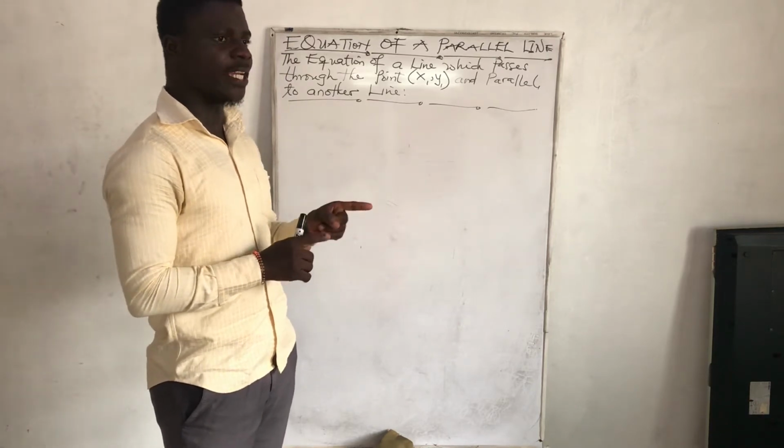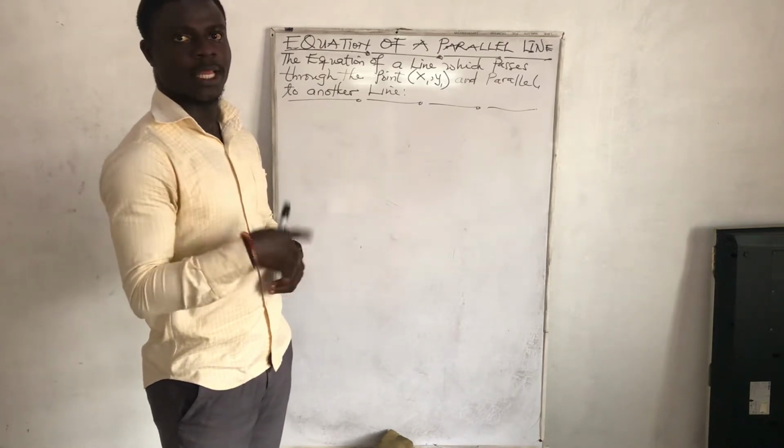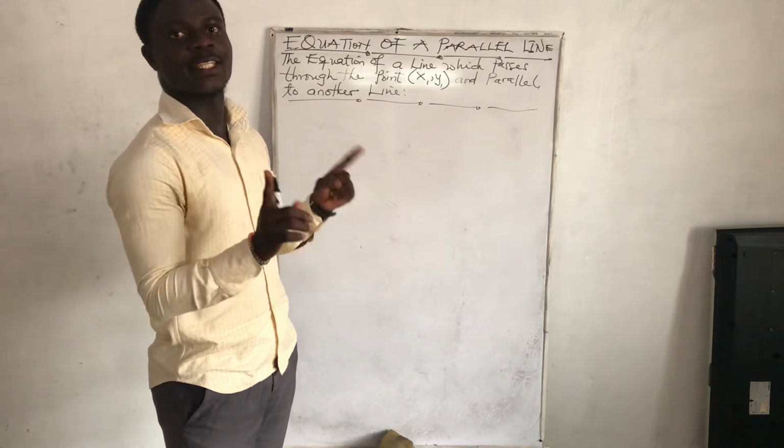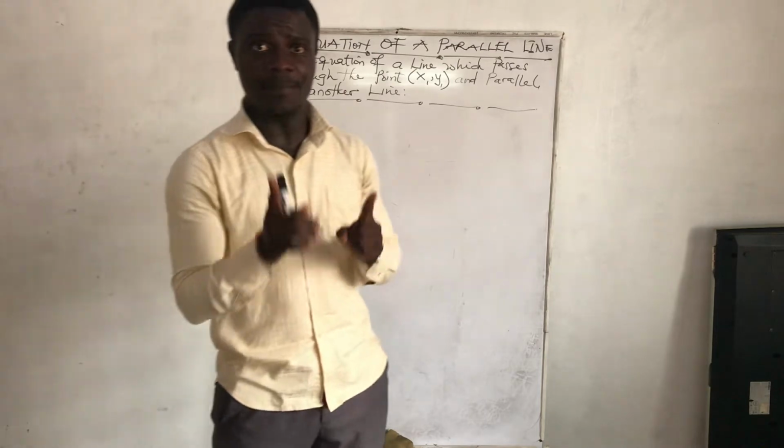They may give you the gradient, or the equation of one line, and then a point. Then you have to note that they do have the same gradient.